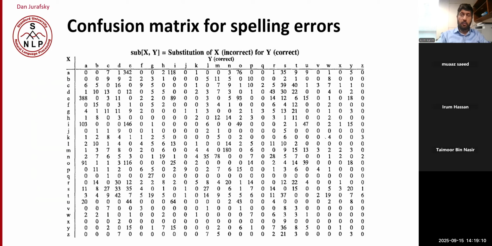Okay, so you can use this likelihood matrix to develop your cost. Maybe take its inverse or normalize it, and then use this in your minimum edit distance algorithm. Okay, so any questions?